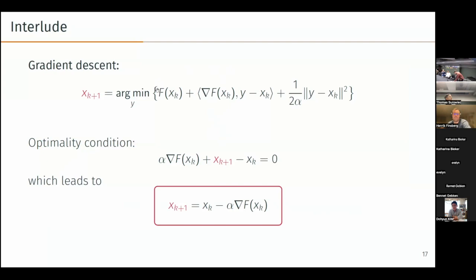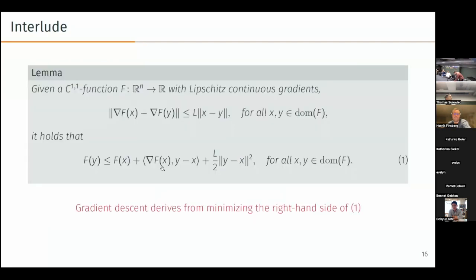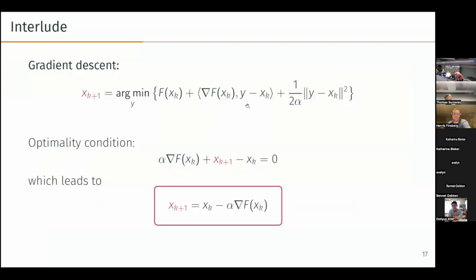What's inside these braces is just the right-hand side of this inequality. You minimize this, you write out the first order optimality condition, you get this equation here. If you rearrange it, you get the gradient descent rule. Now, if you look up here, we're using a linear approximation of the function that we're minimizing.